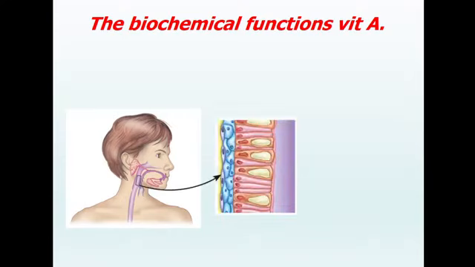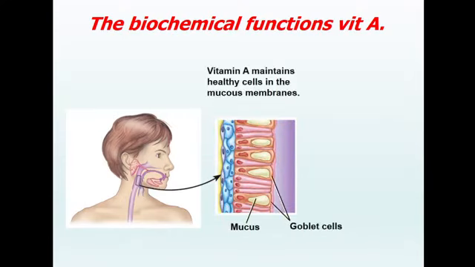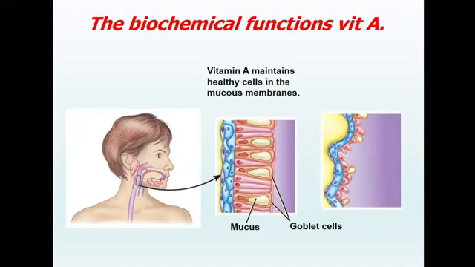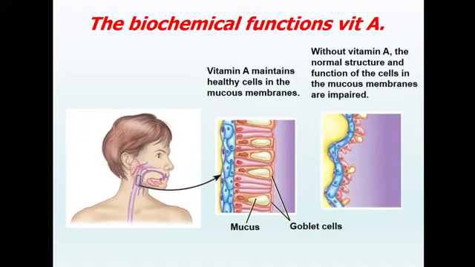Here I will say that it is needed for the formation and normal proliferation of these cells of the mucous membrane and formation of the mucus. And when we talk about deficiency of this vitamin, it leads to dystrophy of these tissues and problems with the normal formation of mucus. You see that mucous membranes are impaired.